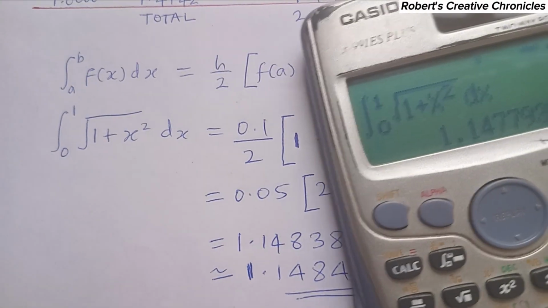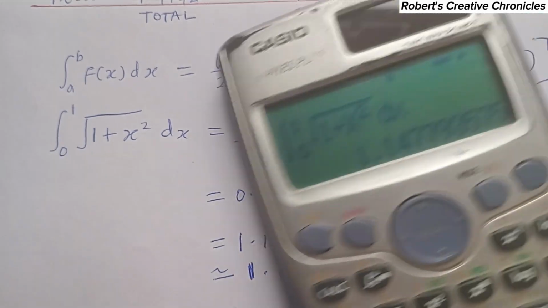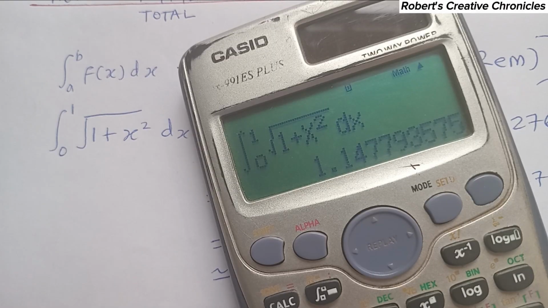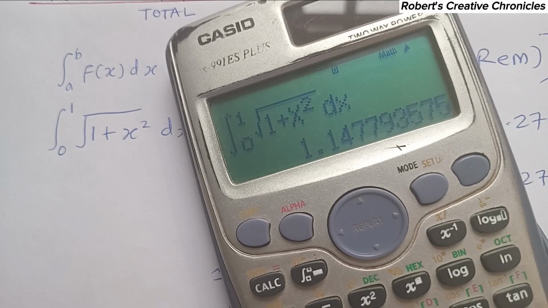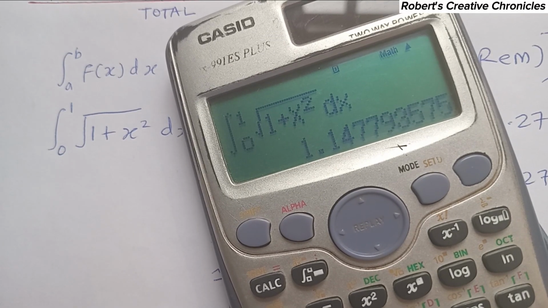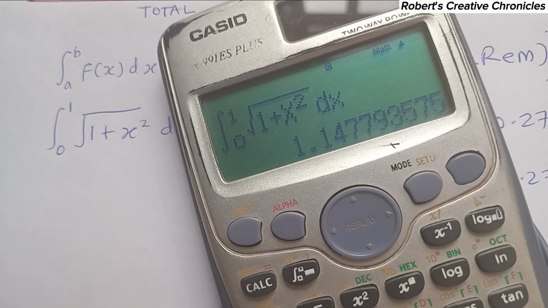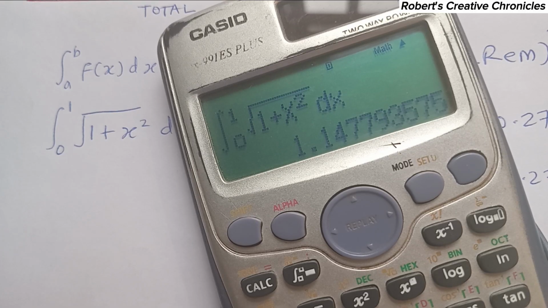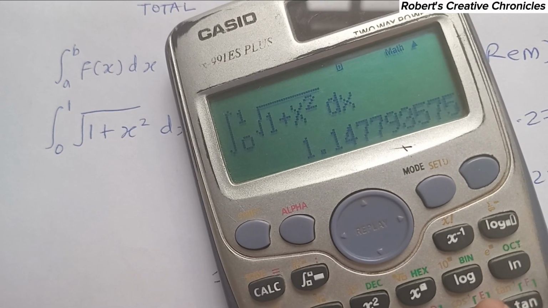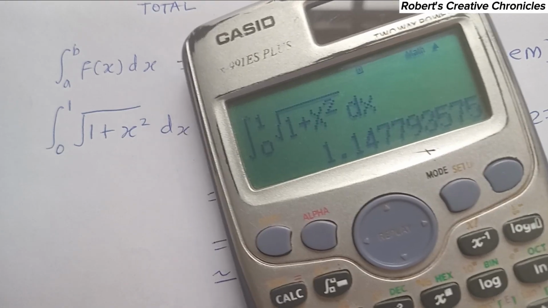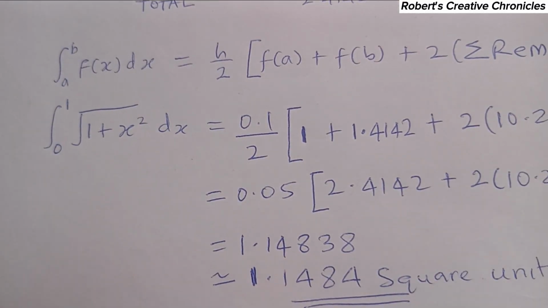So you see it's close to the answer we got. Ours is 1.1484, approximately 1.148 if you approximate to 3 decimal places. So it's almost very close. You can use this calculator to cross-check if you got the correct answer. You can use this calculator to answer this question in maybe OBJ or CBT exams. But the method we just did, you have to use if you are writing an AC exam.